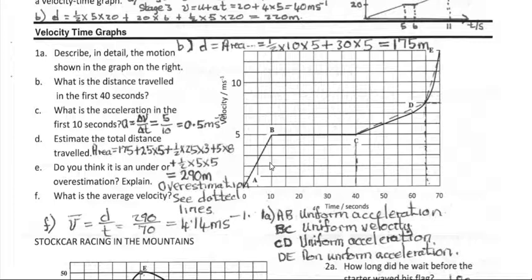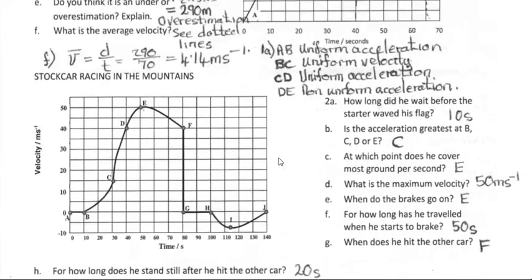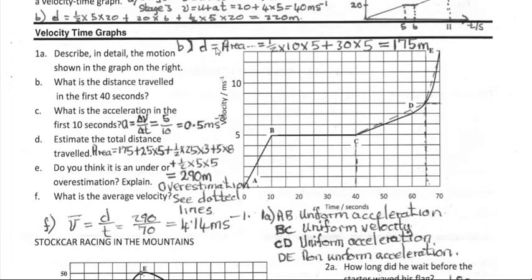The way we do that is, first of all the area of the triangle is a half times 10 times 5, a half times the base times the height, plus 30 times 5 for the area of the rectangle. So this is 30, 10 to 40 is 30 seconds, times the height, which is 5, equals 175 meters in total.